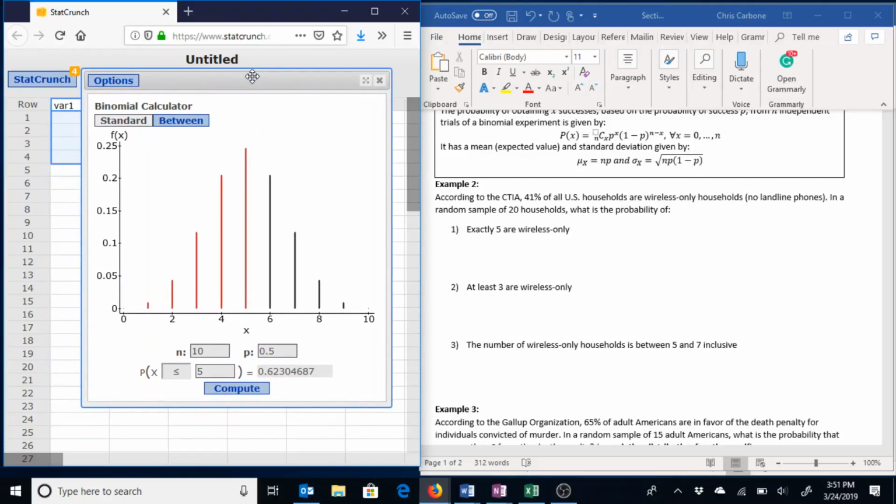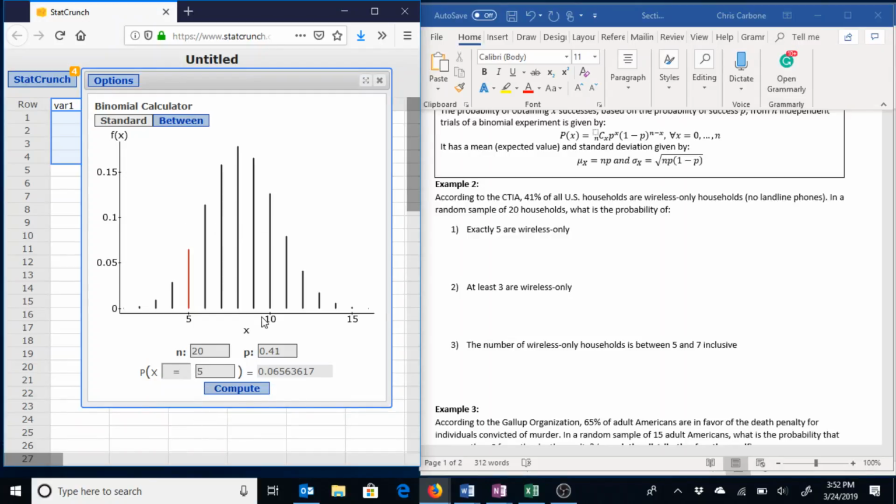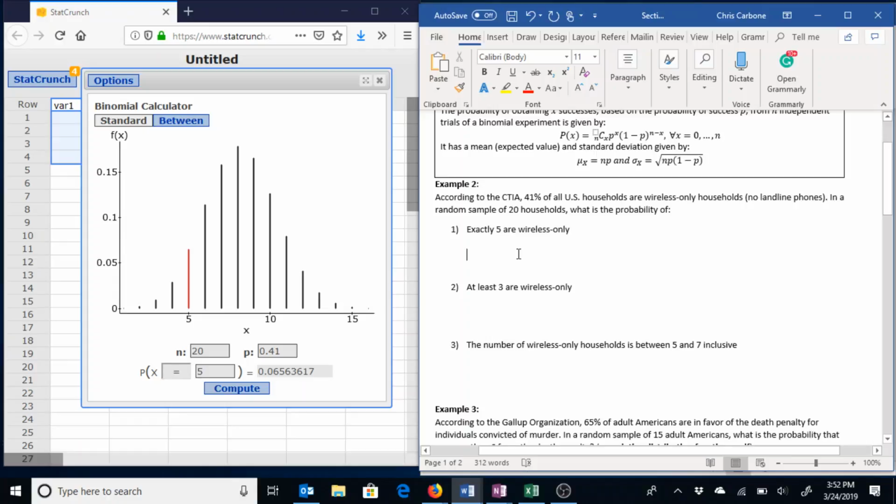Now, this first one, we had a probability of success of 41%. So that will go in for this p-value here, 0.41 as a decimal. And we have a random sample of 20. So 20 will go in for n. And we want exactly 5 wireless only. We're going to change this inequality symbol to be an equal, and leave it at 5 here. Computing that probability gives us that value, as we said in class, of 0.0656.